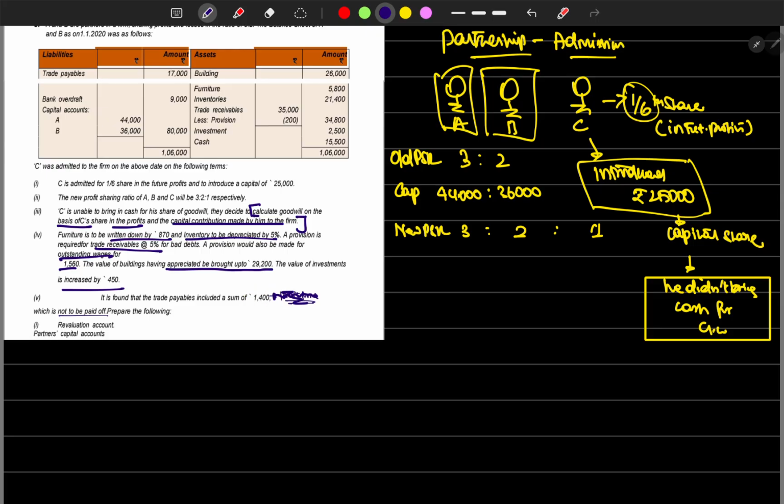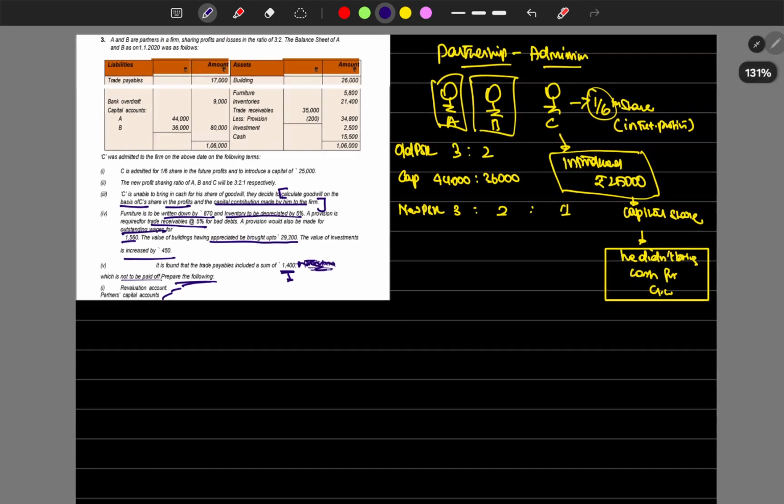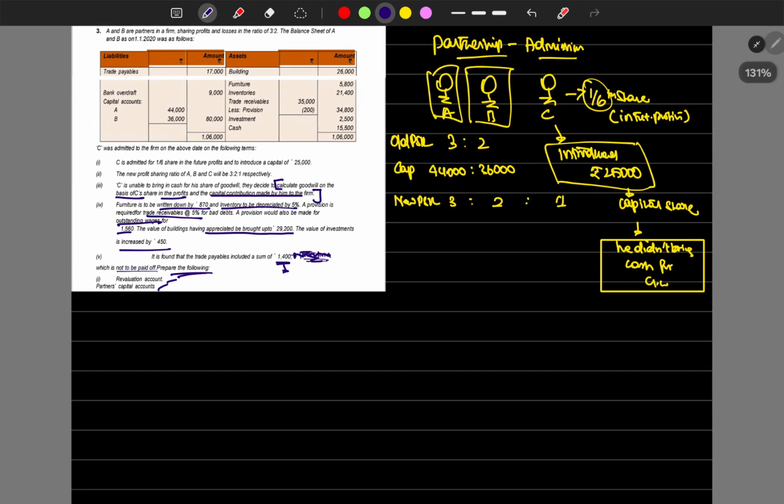So if you have a liability and somebody says we have found in our books that we don't have to pay it, then that would be our profit, right? So this is our profit, so it increases the revaluation account. Then what else do we have to prepare? We have to prepare the revaluation account and partners' capital accounts. That's it.